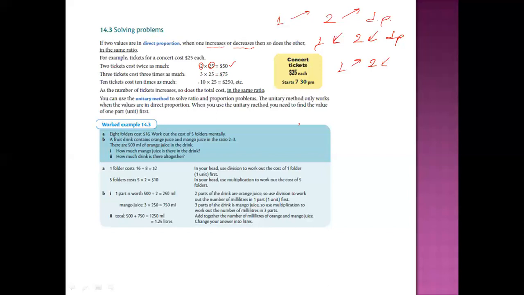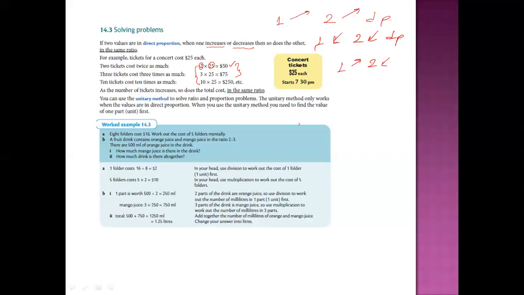Okay, and then 10 tickets cost 10 times as much, 10 times 25. If you look carefully, when the number of students increases, the price also automatically increases. 10 students' tickets are $250. 2 students' tickets are $50. As the number of tickets increases, so does the total cost in the same ratio.